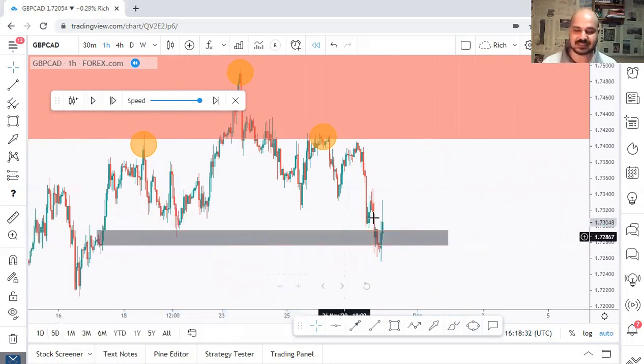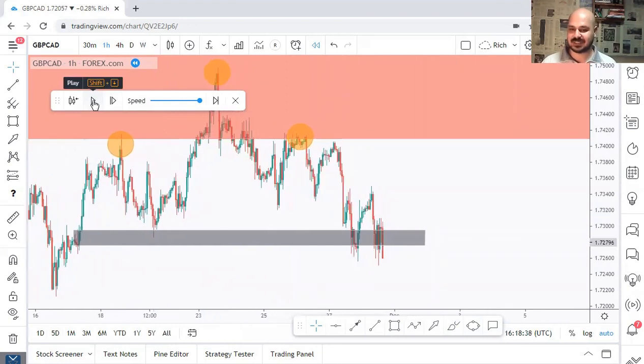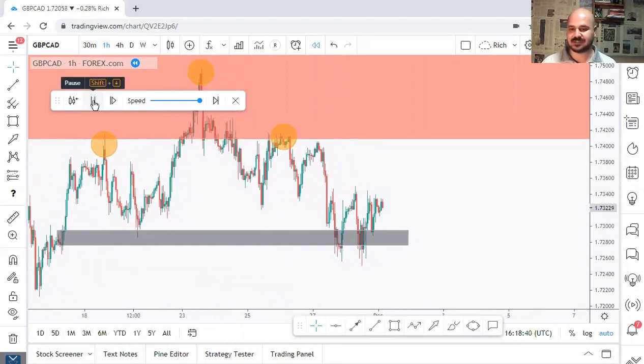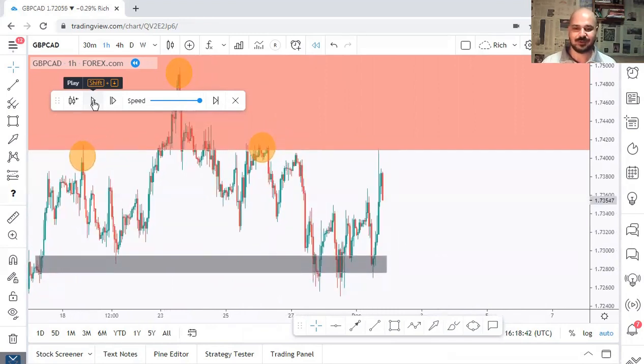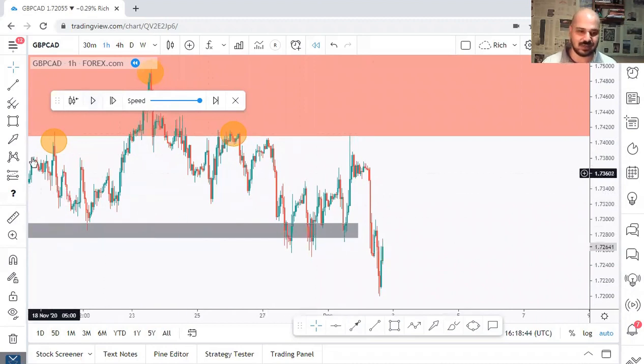And when the price breaks it with a momentum candle close, we will enter a sell. We didn't have a break yet. Let's wait for it, and boom. Okay, so we had the break here.